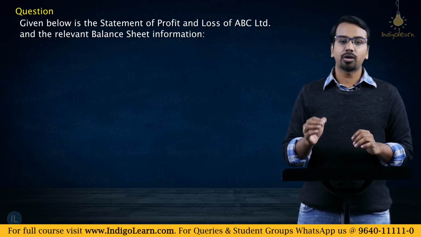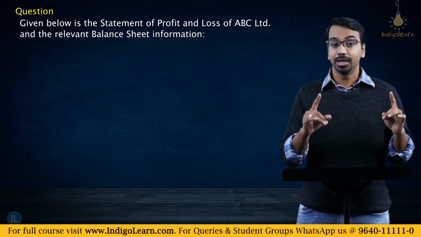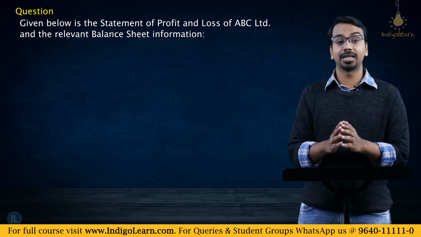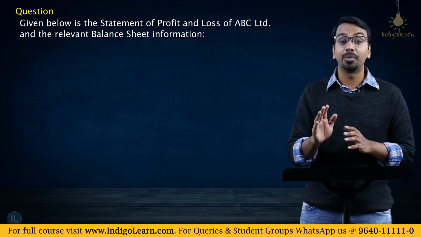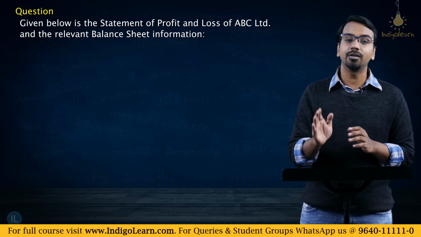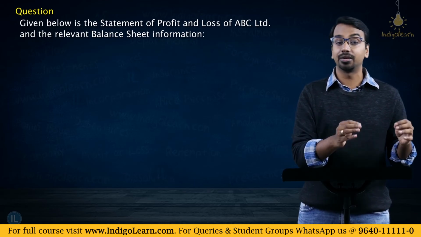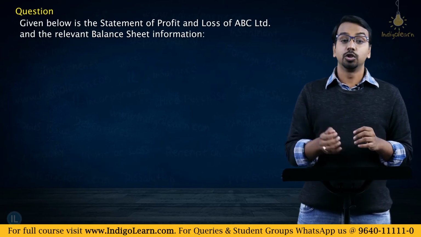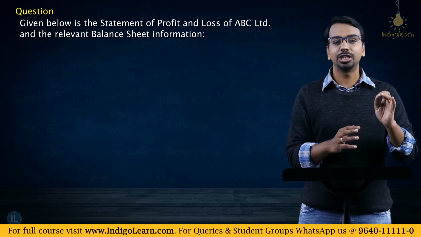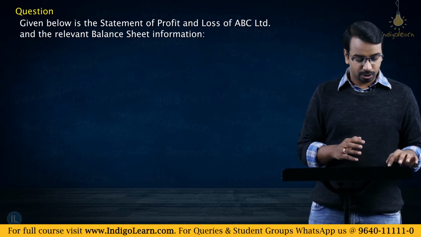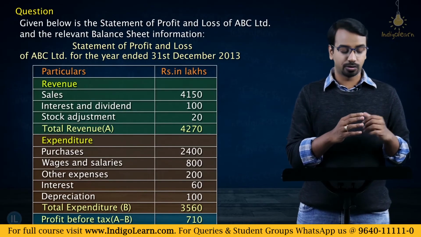Given below is the statement of profit and loss of ABC Limited and relevant balance sheet information. Now friends, we had been discussing that to prepare cash flow under the direct method, generally we will get a summary of the cash book or the summary of cash account. But in this case, they have not given us a summary of cash account, they have given us profit and loss account and balance sheet. Using the information, we will understand how to derive the cash flow from each individual activity, right? So we have revenue. Under revenue we have sales, interest and dividend, that is your income.